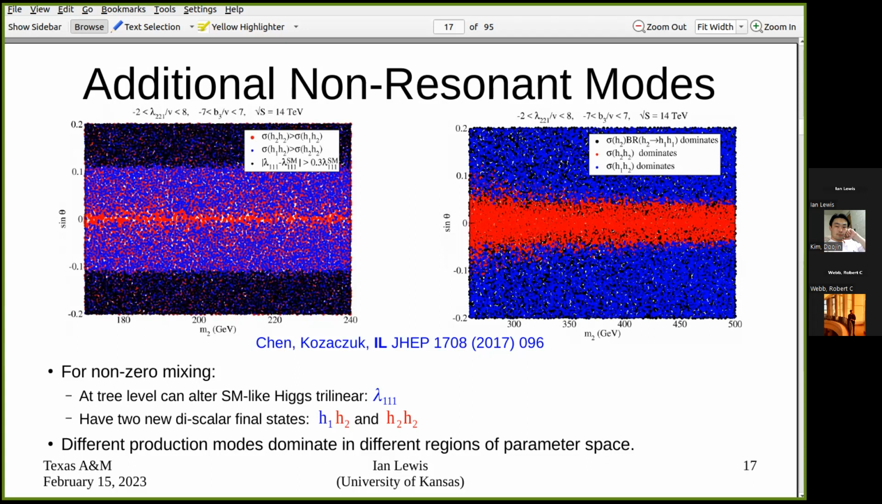Good, thanks. But even here in the small mixing angle limits, even though we've all looked at resonances and think they dominate, it doesn't necessarily dominate. I could have a non-resonant production of H2, H2. So different production modes dominate different regions of parameter space. That's good to look for these things.